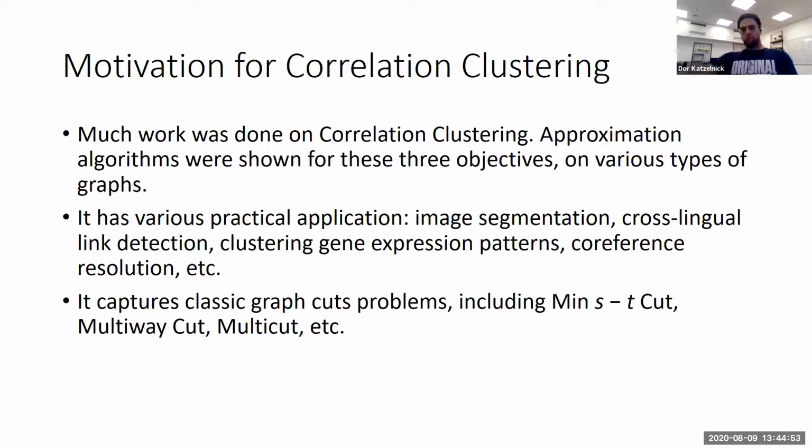You can define some other variants of correlation clustering, and they will capture some other graph problems. For example, if you take MaxAgree, where you want to maximize the agreements, and you limit the number of clusters in the output to be at most 2, then this problem will capture the max cut problem.